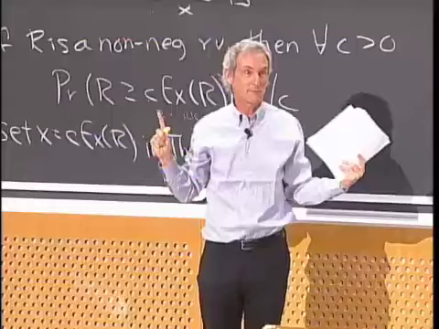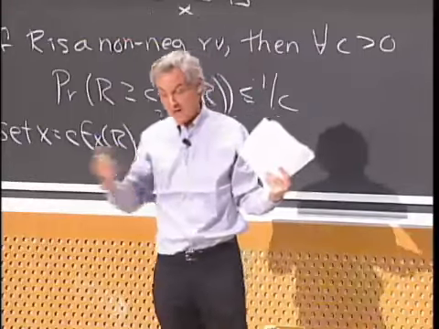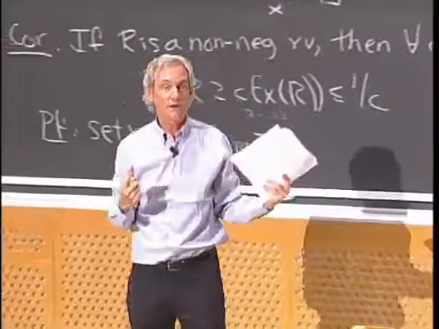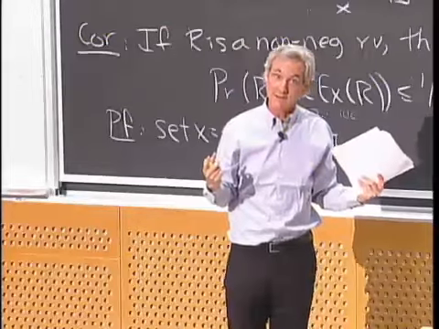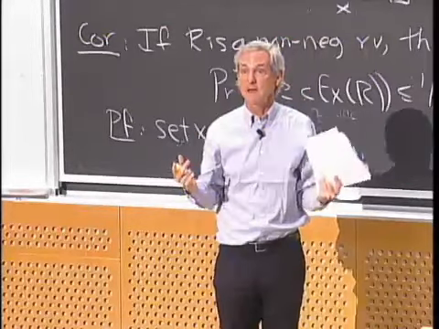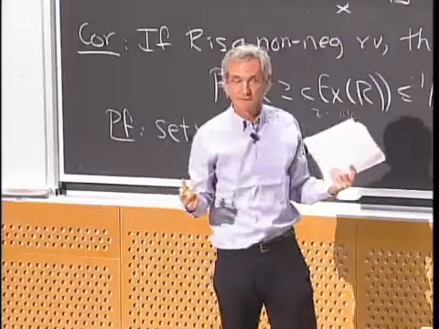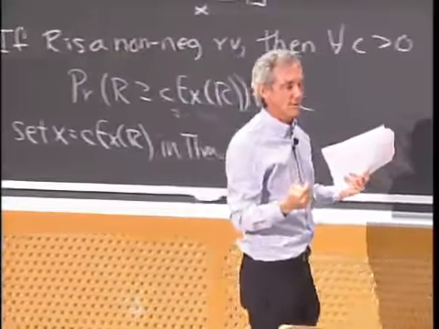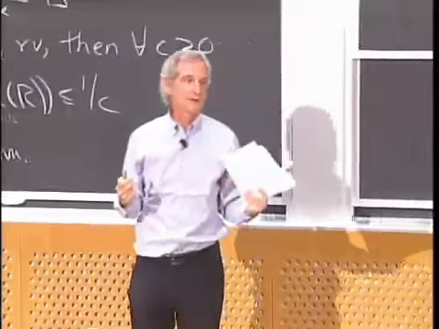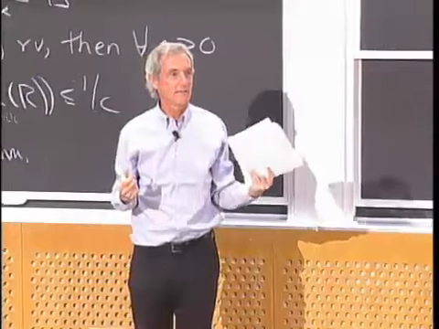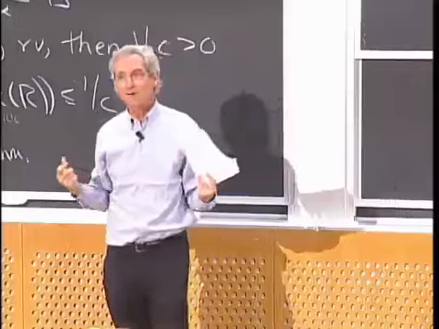1, same as the other one, because you've got n men each with a 1 in n chance, so it's 1. Markov says the probability that n men get the right hat back is at most 1 in n, same as before. What's the actual probability that all n men get the right hat back? Yeah? 1 in n factorial.